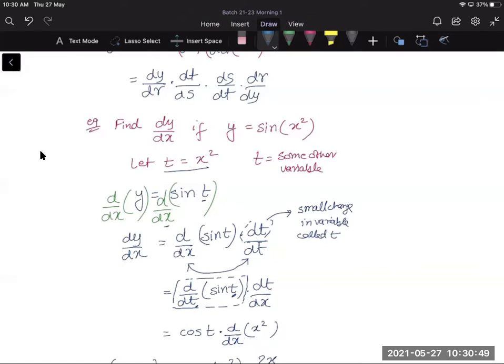Okay. So rule number 3, 4 are absolutely clear to everyone. Product rule and the quotient rule, right? Okay. So I'll start with the chain rule again in the next class.